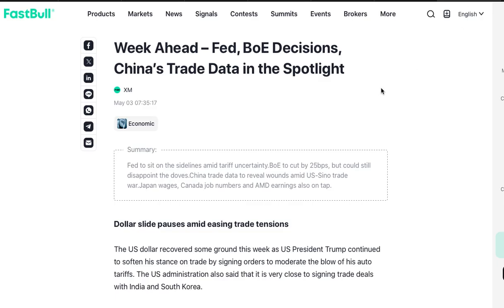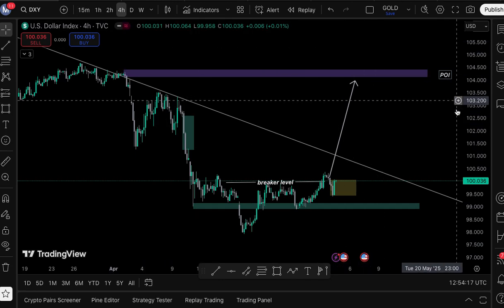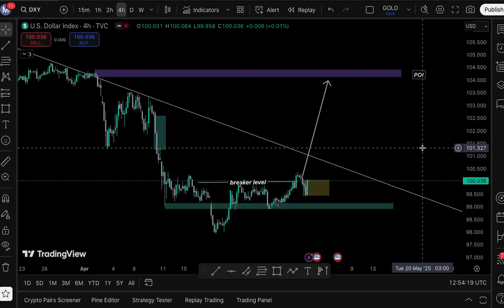The fundamentals is like the week ahead: the Fed decision and China trade data in the spotlight. So it means that Trump and the Chinese president are meeting. Recently the USA and China had a trade war, so Trump is deciding to close the deals, and he's decided to continue with that. And let's see what we can have right now.